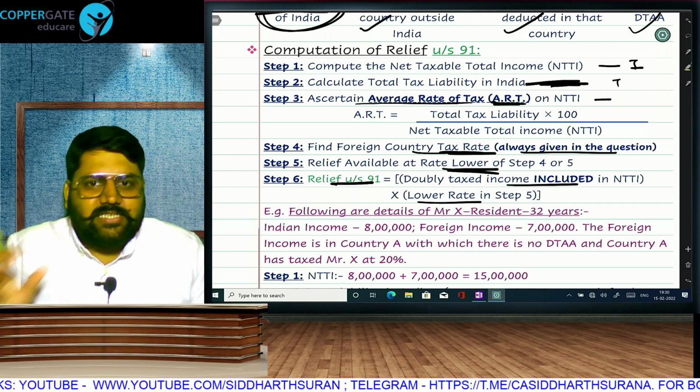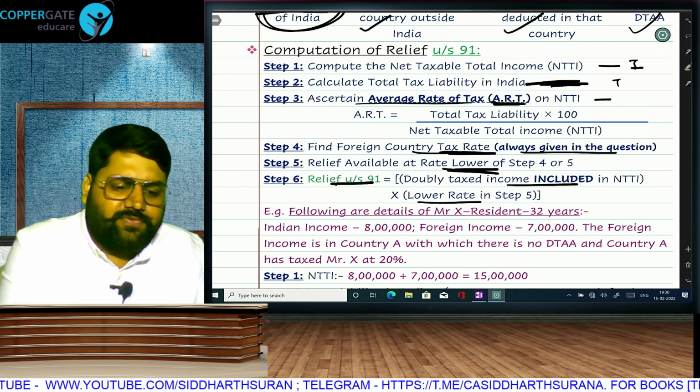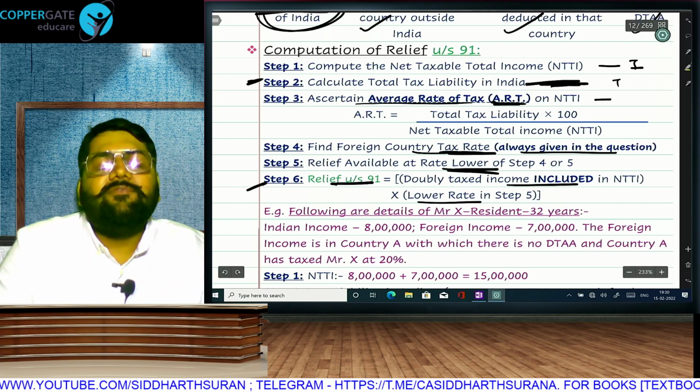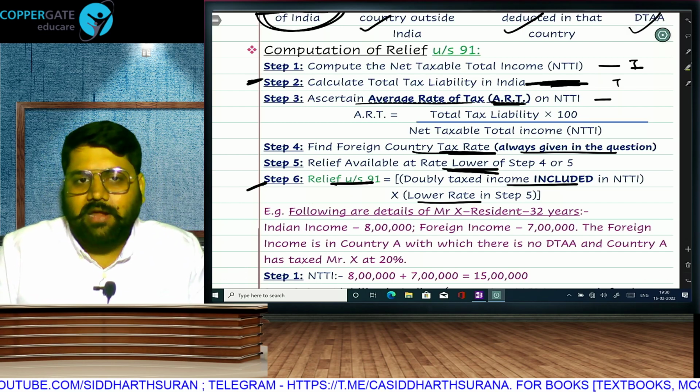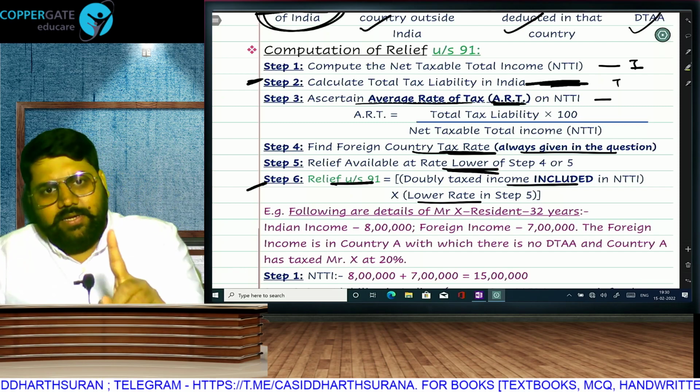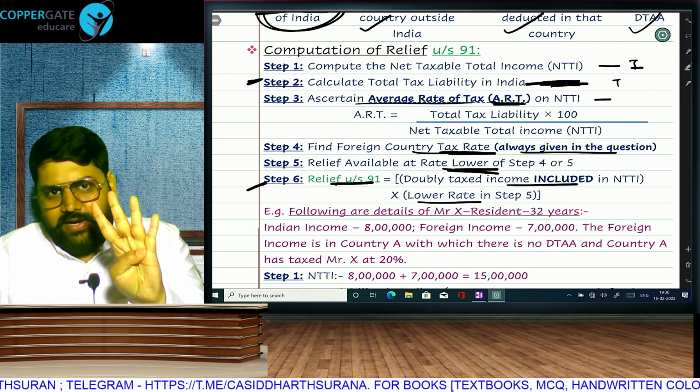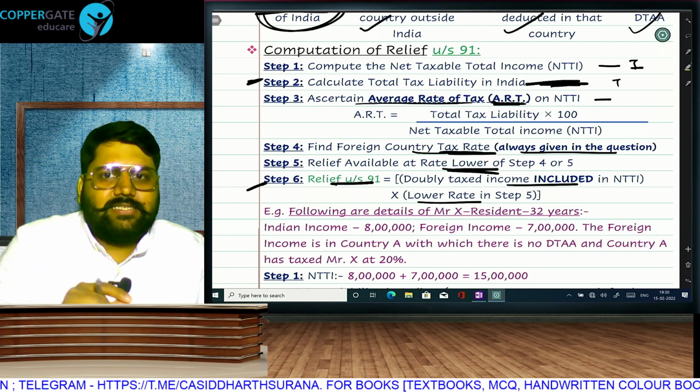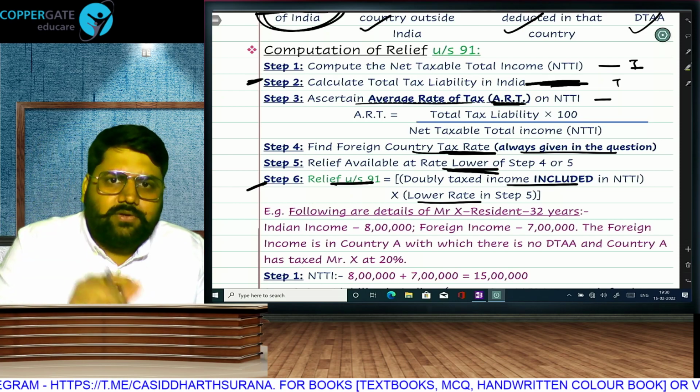Okay, so prepaid taxes will be adjusted last. So what will be your relief? This tax minus this relief will be your final tax. Relief will be calculated how? Doubly taxed income included in NTTI into lower rate. So, income tax average rate and foreign rate given, whichever is lower, doubly taxed income into lower rate.